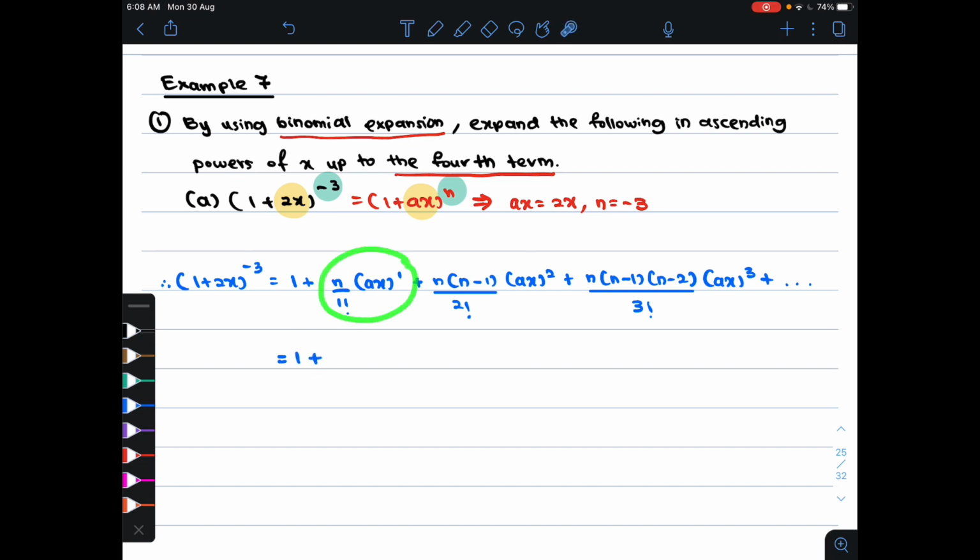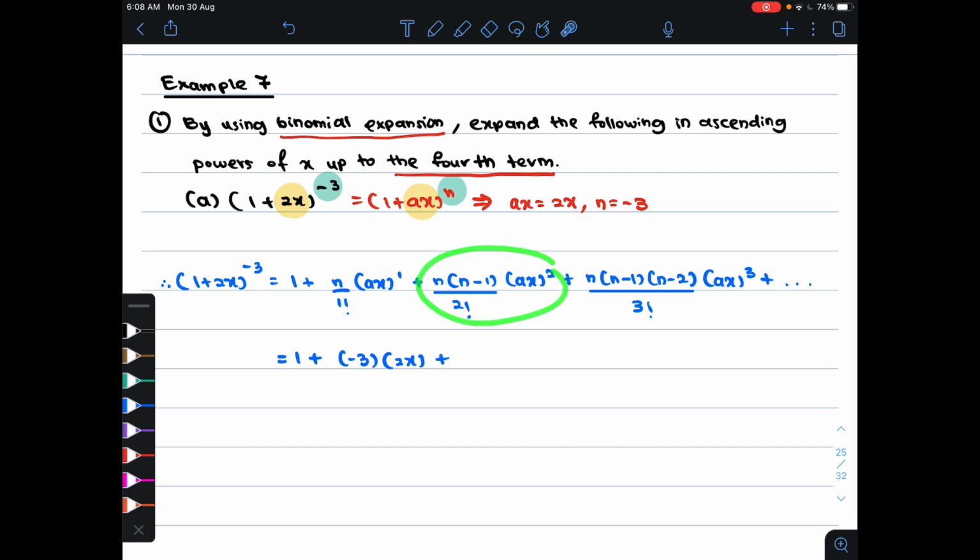For the second term here, we have n divided by 1 factorial. So, n is negative 3. And then it is divided by 1 factorial. So, 1 factorial ni is just 1. So, kamu tak tulis kat situ pun tak apa. And then we have ax to the power of 1. So, ax is 2x. So, you have 2x to the power of 1. Kuasa 1 tu tak tulis pun tak apa.